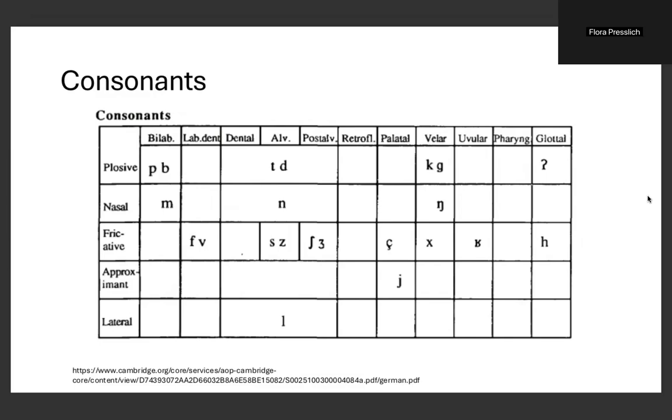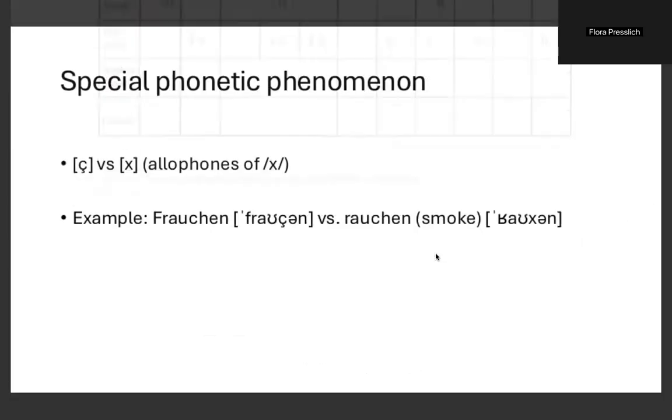There are no retroflex and also pharyngeal sounds in the German language. And I hope that I could clarify the chart you just saw on the slides with these German examples, and I could illustrate the sounds for you. I also want to highlight two special sounds in particular. The two special sounds are the palatal and the velar fricative.